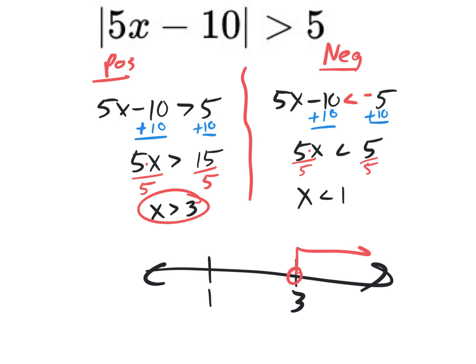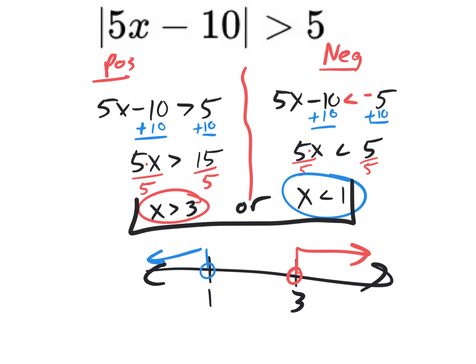X is greater than 3, greater than is to the right. This one in blue, x is less than 1, less than is to the left. So these areas are apart, which means we're going to keep the answers apart with the word or. So the answer is x is greater than 3 or x is less than 1. It's both answers, and you keep them separate with the word or. Why? Because the areas are going apart.